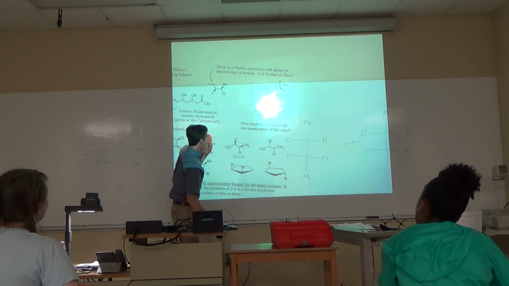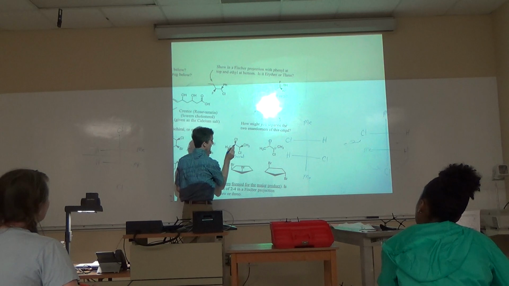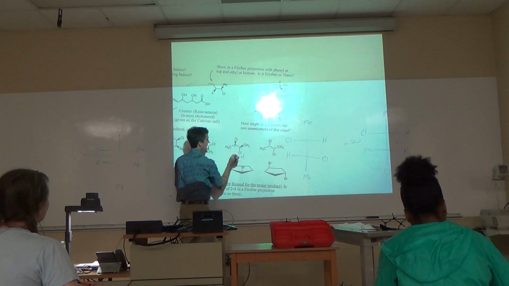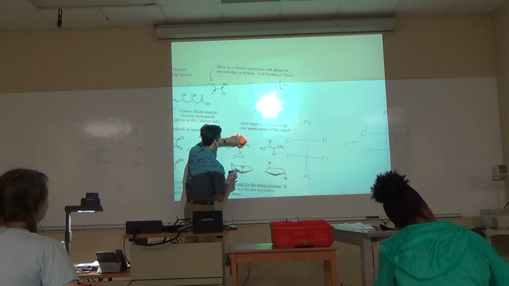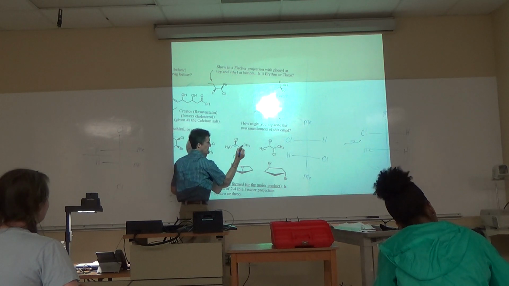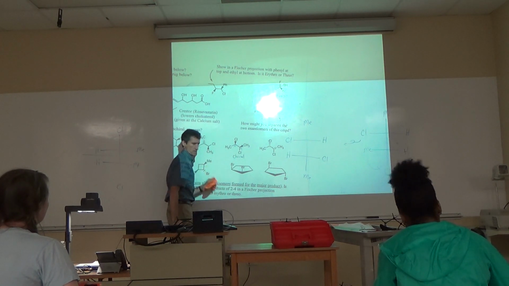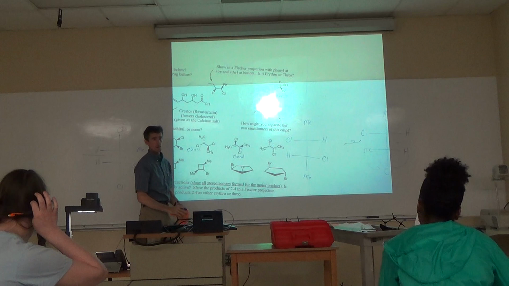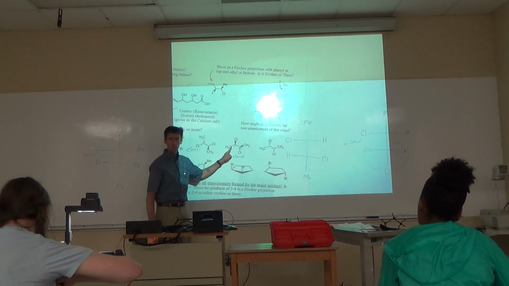We can also do that R and S trick real quick. Is this R or S? Chlorine's 1, carbon with chlorine 2, methyl 3, H in the back, this is R. If that's R, it's the same type of carbon over there, a carbon with a methyl, a chlorine and an H. What configuration is that? It's also R. How do you know it's also R? Because we said there's no mirror plane.